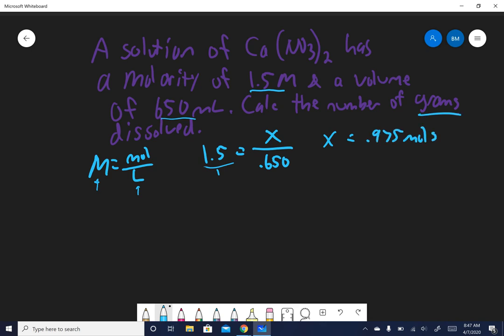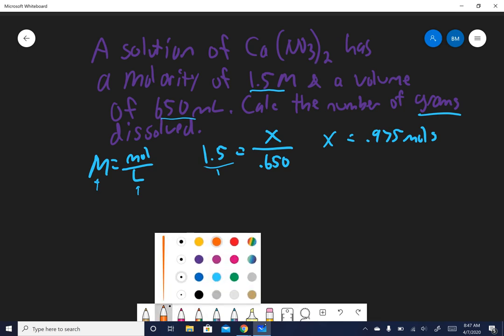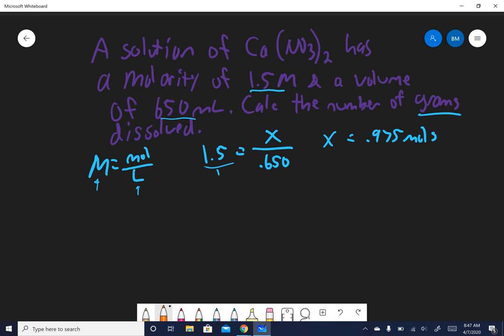All right, I need grams. So I'll use a different color here. Let's go with orange on this one. Okay. All right. So now I need to find the gram formula mass of Ca(NO3)2. I'll do that over here on the side. So Ca(NO3)2. All right. So Ca has a mass of 40 grams. There's 2 nitrogens. Each is 14. So the nitrogen's 28 grams. And then I have 6 oxygens, each 16. So 16 times 6, I believe, is 96 grams.